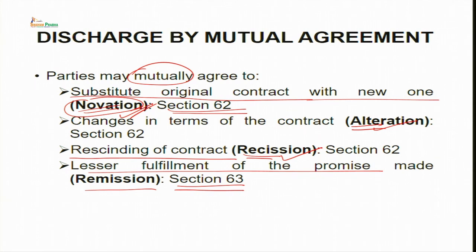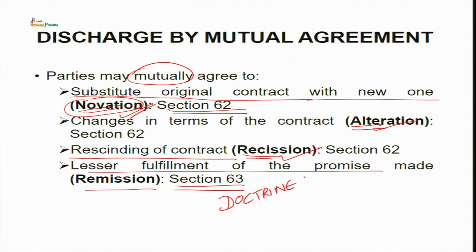Now, once at my request you have accepted 6 lakhs in lieu of 10 lakhs, once you have accepted that lesser performance, you cannot later on insist on getting the remaining 4 lakhs. This also incorporates the doctrine.